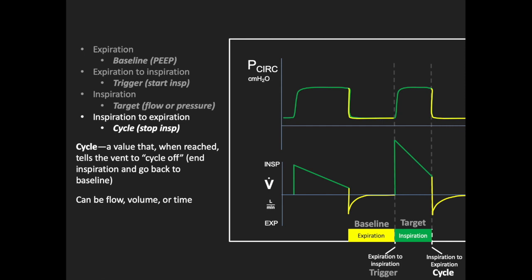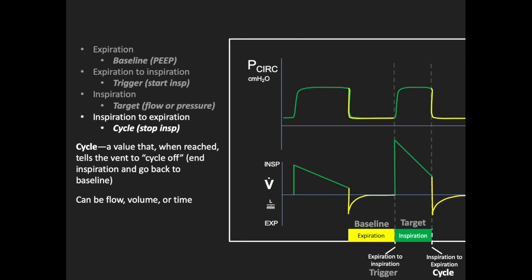So the cycle in volume assist control is volume, and the patient is going to get the same volume with each breath because it's the same setting with each breath. You set the tidal volume, and that's the volume the patient gets with each breath. In pressure assist control ventilation, the cycle is time. So inspiration will always last the same amount of time.